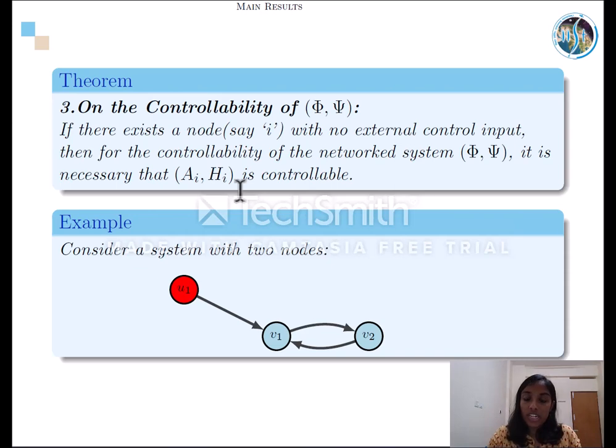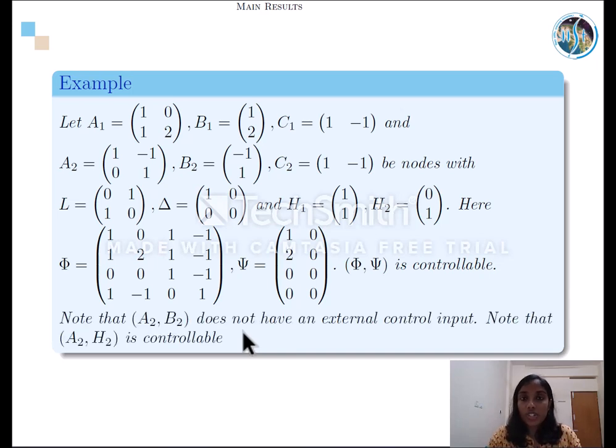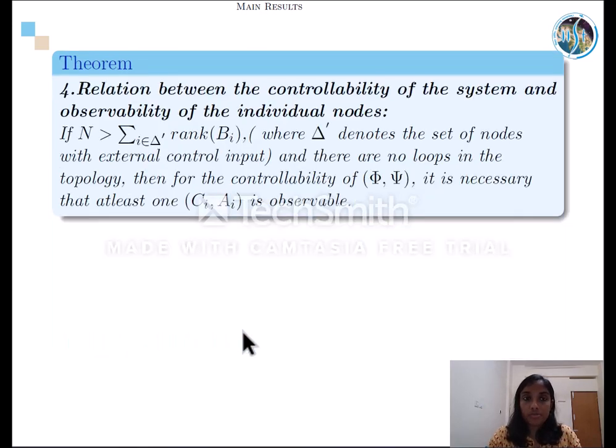Looking at an example, we are again considering a system with two nodes with external control input to the first node. Dynamics are given by these matrices. You can see that the network system is controllable. And here the second node does not have an external control input. We can verify that (A2, H2) is controllable.